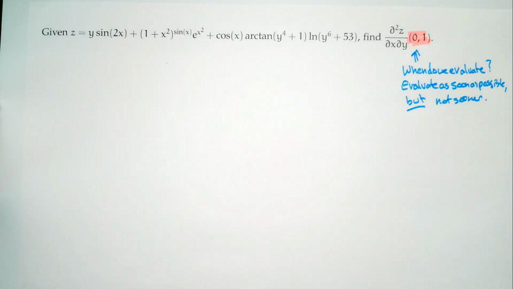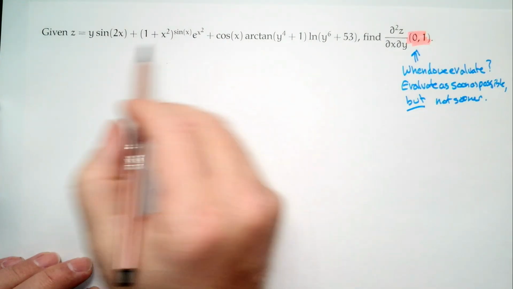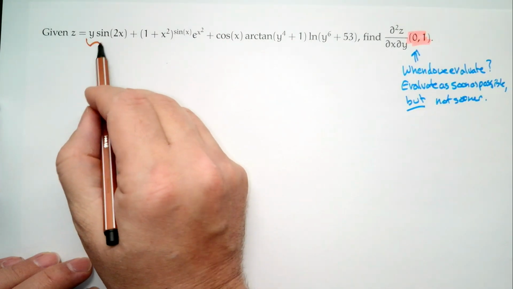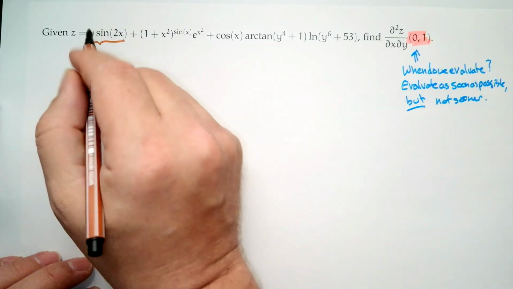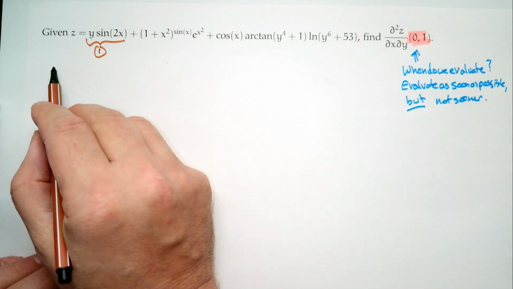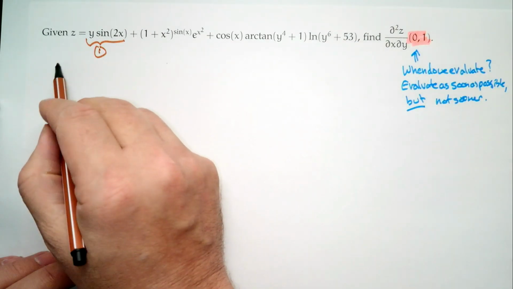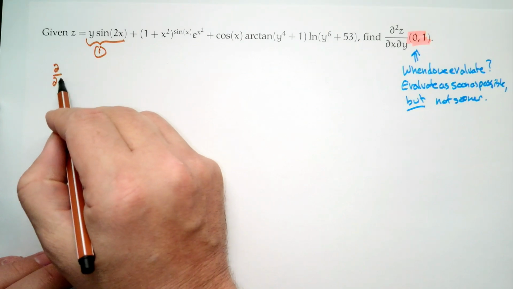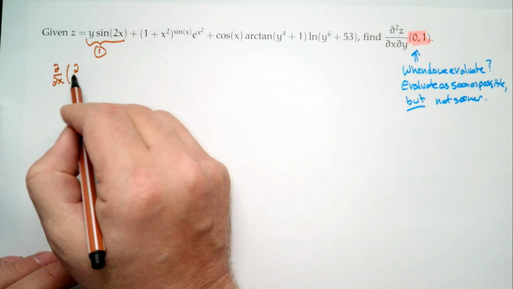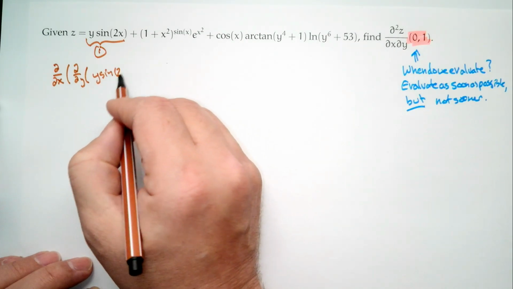All right, so let's go through and think about it. Now, first off, because these are really three terms being added together, we can actually handle these separately. So let's start with the first term here, y sine of 2x. I'm looking for a second order partial derivative, so I can think about taking this in two rounds: partial x of partial y of y sine of 2x.